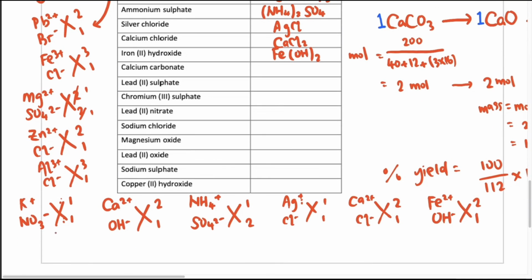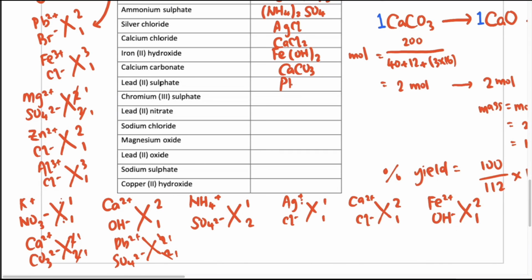Calcium carbonate. Ca2 plus. Carbonate CO3 2 minus. This is 2, 2. Again, you can simplify it to 1, 1. Exchange. So you get CaCO3. Lead 2 sulfate. Pb2 plus. Sulfate SO4 2 minus is 2, 2. Again, you simplify it to 1, 1. Exchange. So PbSO4.